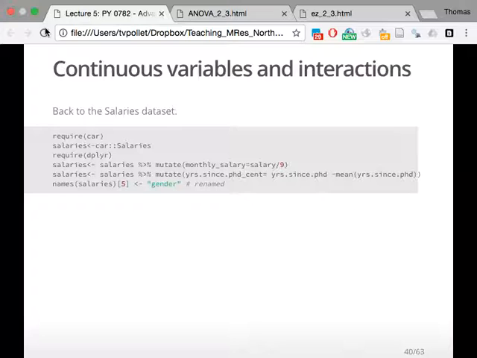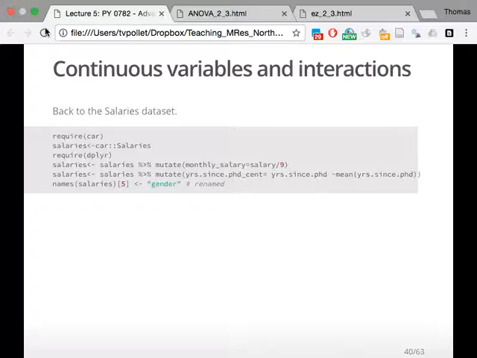But let's move perhaps to a continuous example. We talked about examples with categorical cases, so supplement and dose, but sometimes you will have continuous variables which also interact. And we can go back to the salaries database, and then you can have an interaction between, let's say, categorical and continuous, but also continuous interactions.